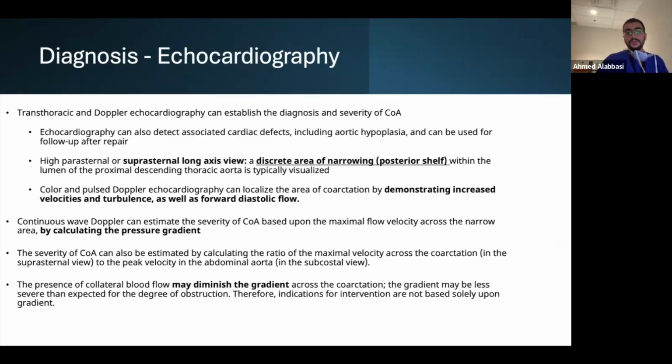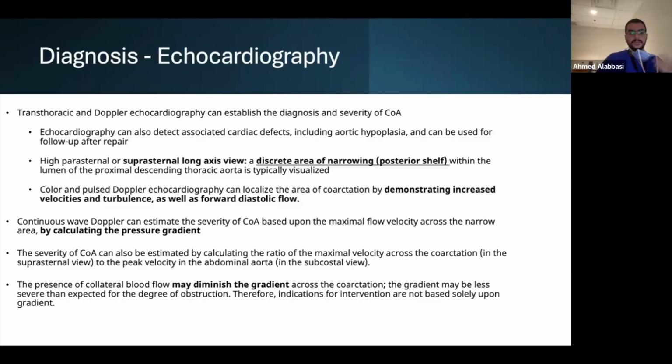Usually we look at the suprasternal long axis view, where we're able to see a discrete area of narrowing called the posterior shelf. And this is usually within the lumen of the proximal descending thoracic aorta. And obviously, you'll be able to see turbulence across that with color, and pulse wave Doppler may demonstrate some forward diastolic flow as well. The CW Doppler may be able to estimate the severity by looking at the maximal flow velocity across that area, and that will give you the pressure gradient.